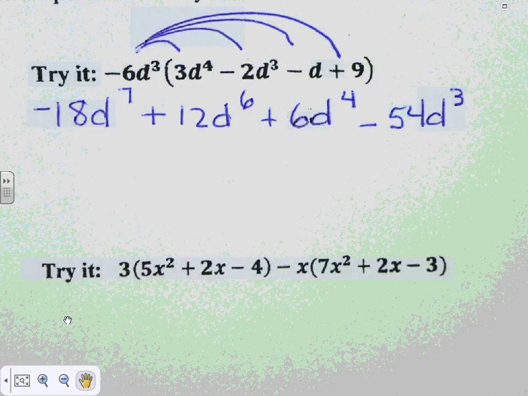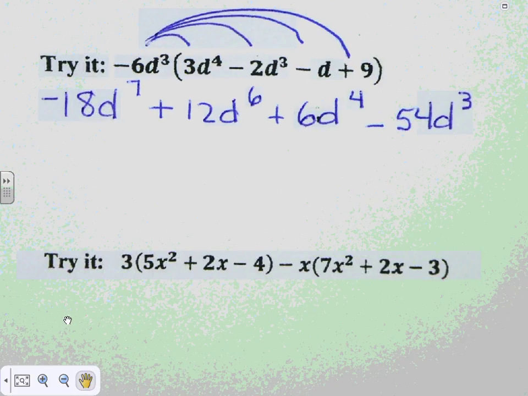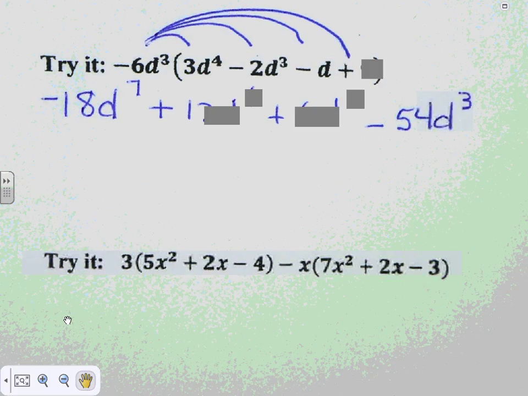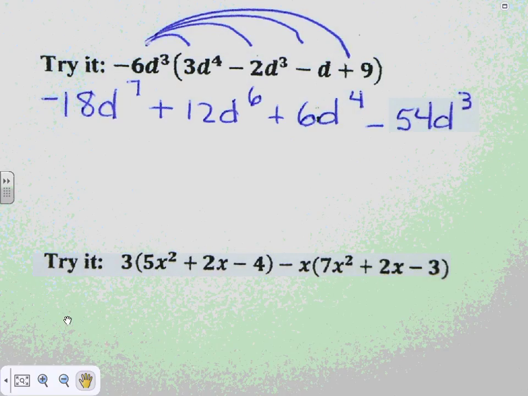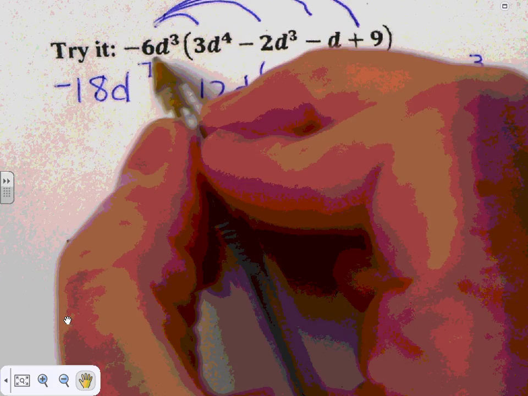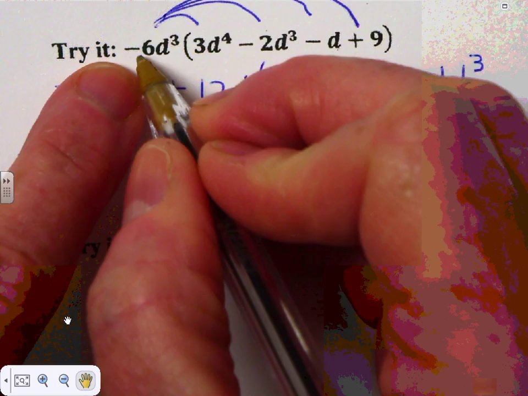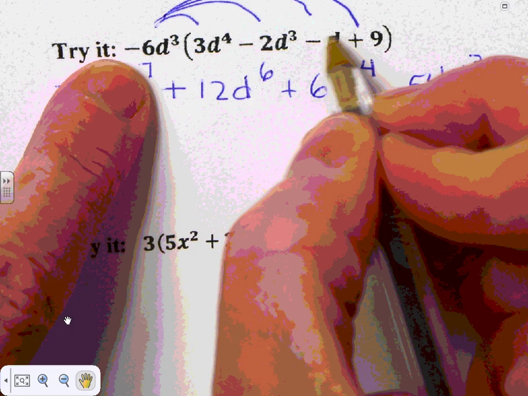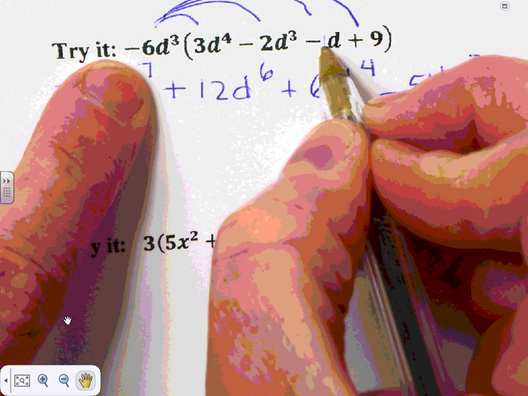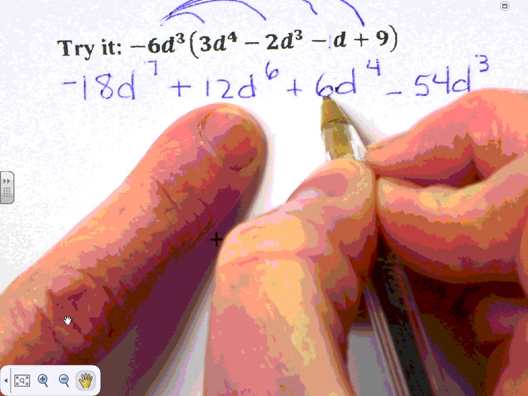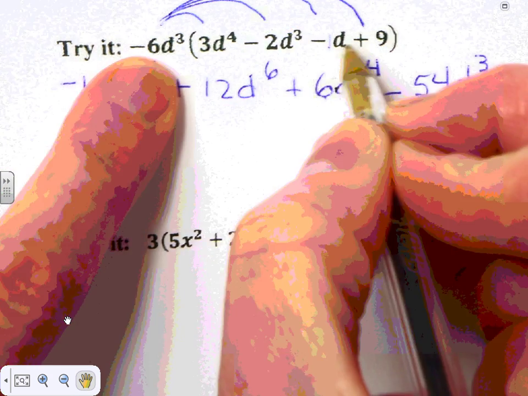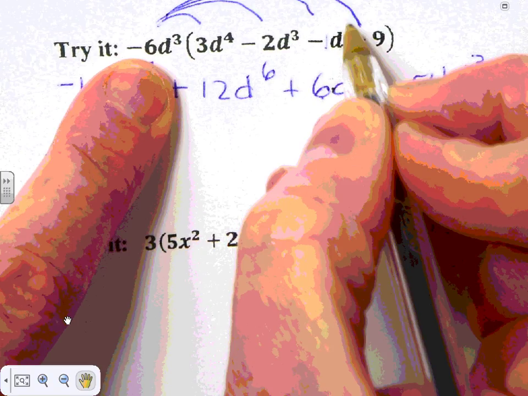You good? Talk to me. So, how do you distribute negative 6? Right here and here. You're talking about this one to this one, right? The negative 6 times the negative 1 would be a positive 6. D to the 3rd times the D to the 1 makes a total of D to the 4.